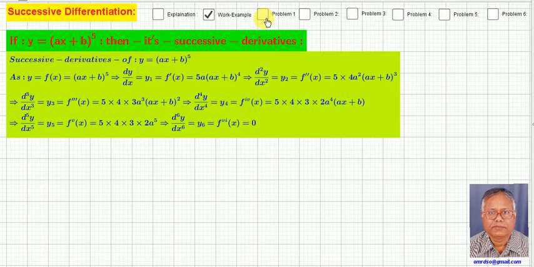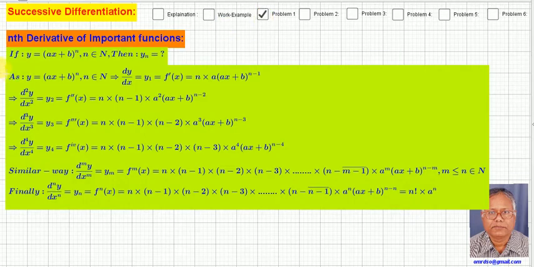Now, I am going to find out the nth derivative, if possible, of some important functions. So let us start that. I am talking about problem 1. Find the nth derivative of an important function, that is, if y is equal to (ax plus b) whole power n, where n belongs to natural numbers, is a positive number, then what is yn? What is the nth derivative of y?